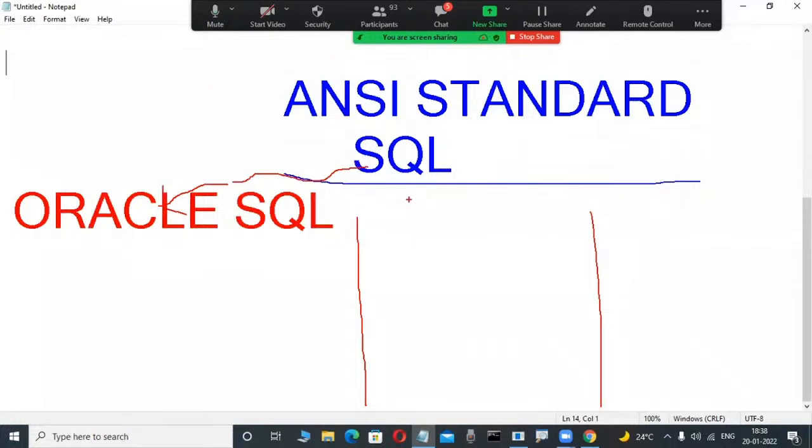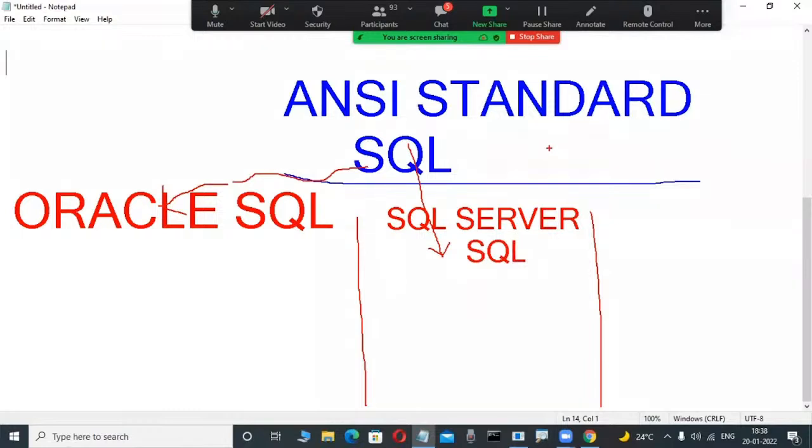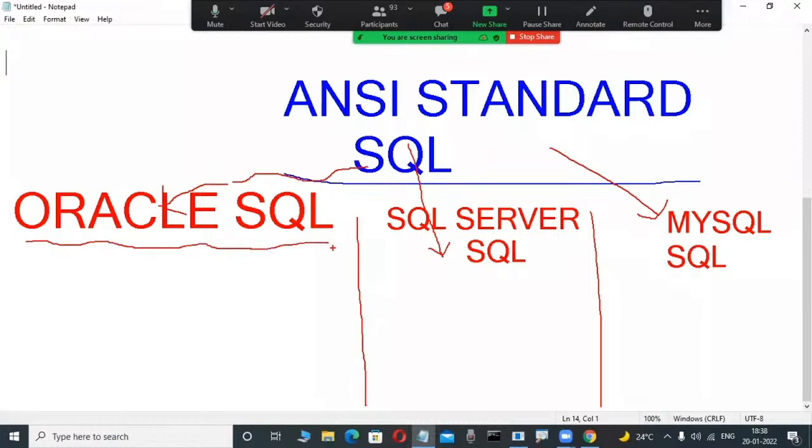That is important. There are so many people who don't know. Again, observe it here. SQL Server, a Microsoft product, created their own SQL from this ANSI standard SQL. That is called SQL Server SQL. MySQL also created their own SQL language from this ANSI standard. That is called MySQL SQL. That's why in our class we are learning Oracle SQL. How do you differentiate these SQL languages? Conceptually they are the same.